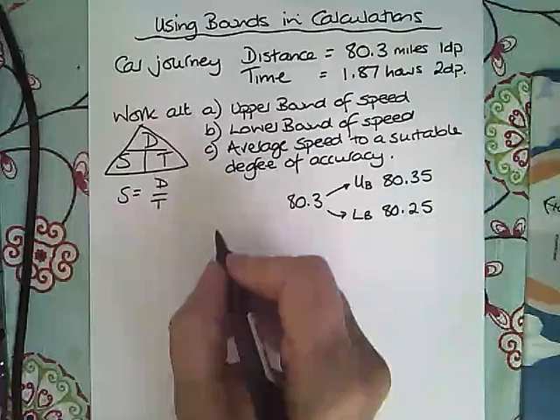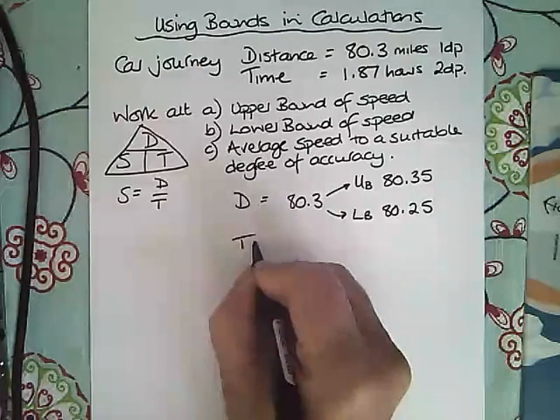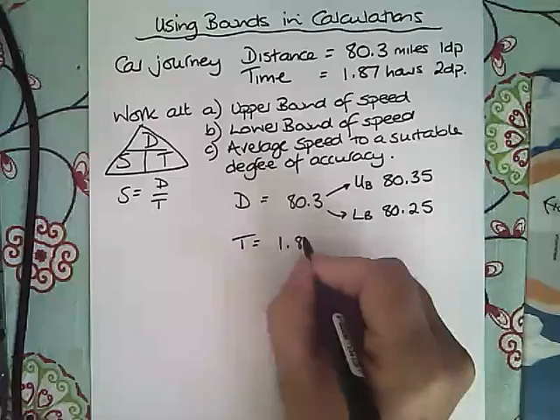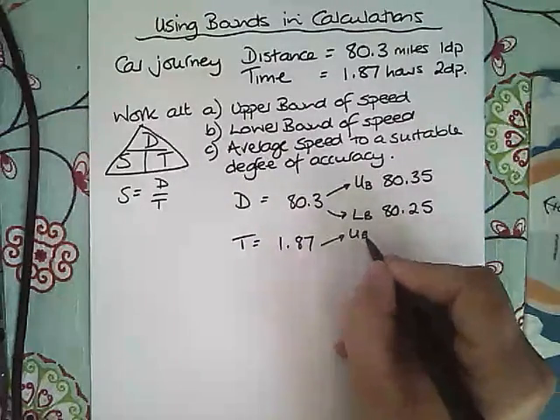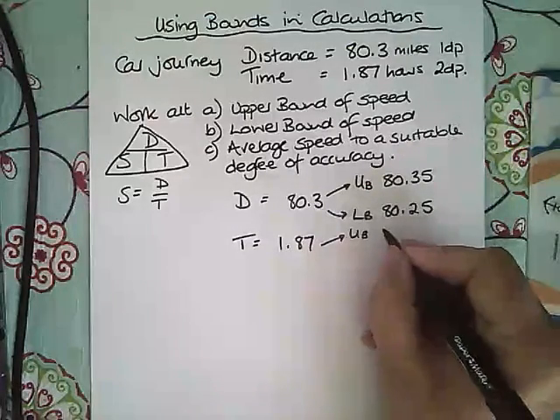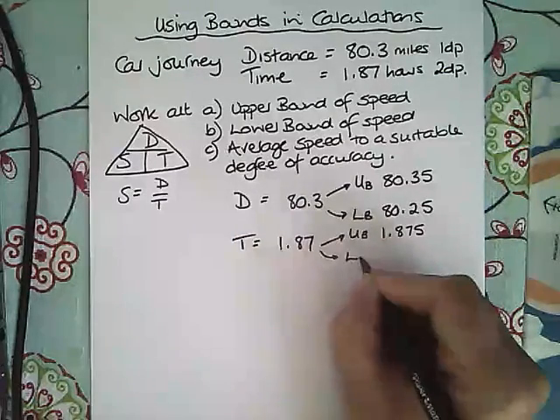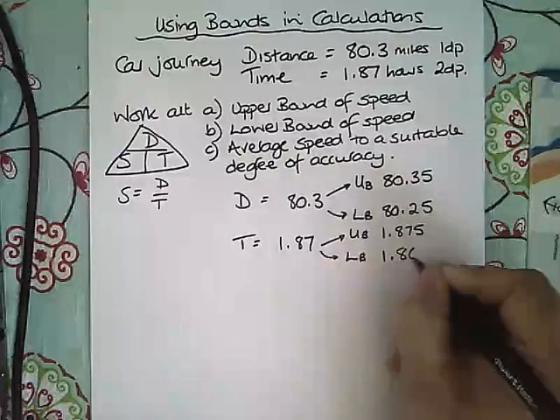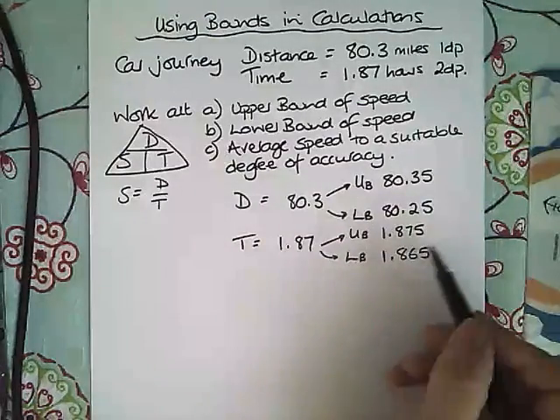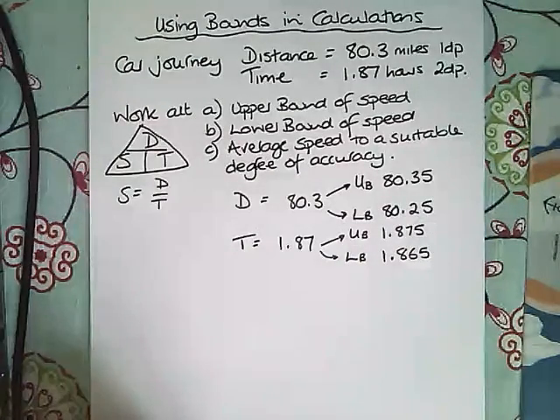That is our distance. For our time, we've got 1.87 hours, and that is to two decimal places. So our upper bound for this, going to that third decimal place, will be 1.875, and the lower bound for the time would be 1.865, and again you can see 1.87 lies exactly in between those two. Do not worry if you're given the time like this, we don't need to convert it into minutes or anything like that. We're just going to do speed equals distance divided by time.